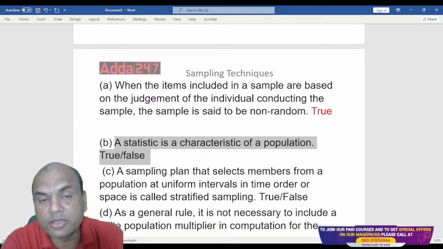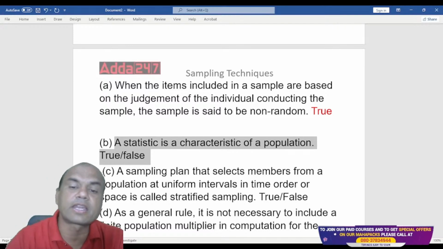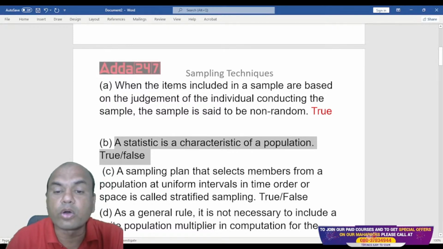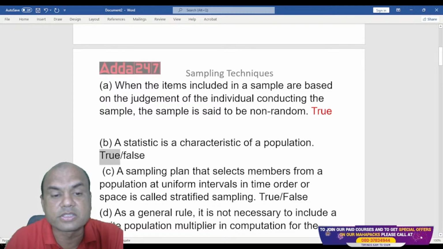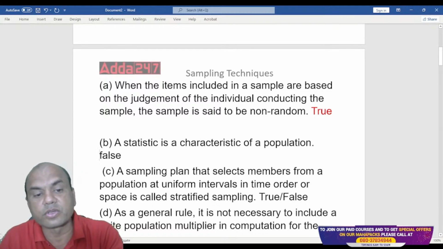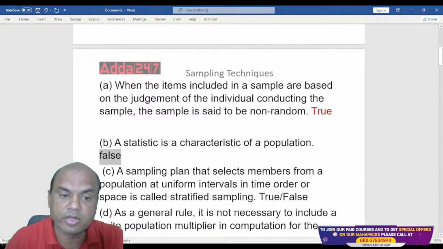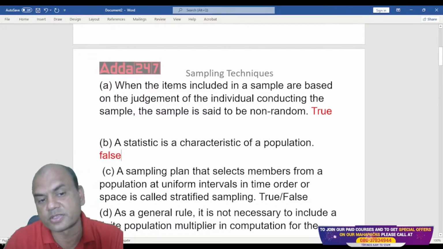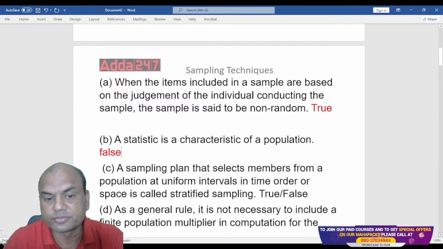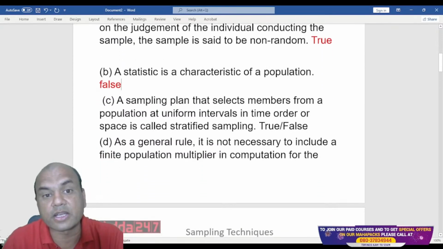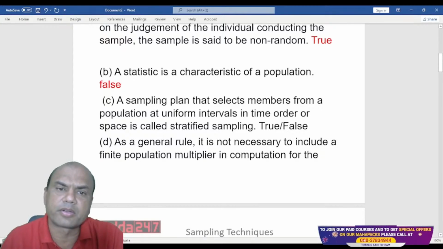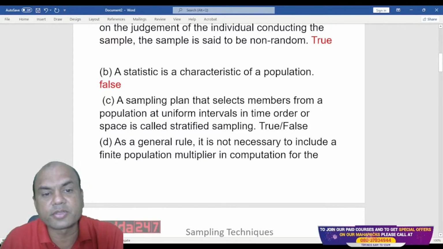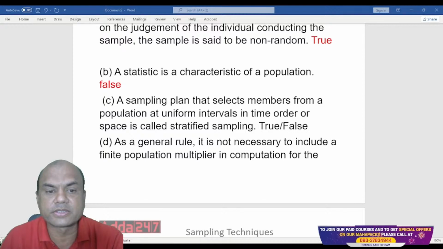So what does it mean? A statistic is a characteristic of not a population, but of the sample. So this answer is false. Okay, got it, everyone? Answer is false. Next one. Such questions are asked in the exam and you need to be very clear in your mind about it.